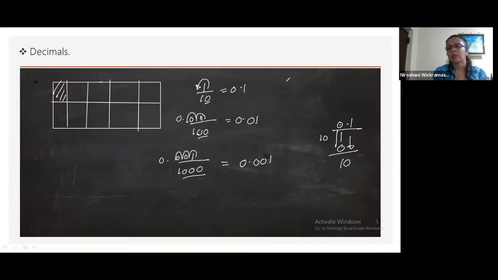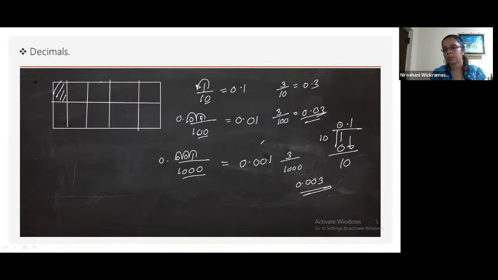Even for other numbers, if I write 3 over 10, you can write it by moving 1 decimal place back: 0.3. If I write 3 over 100, you can write 0.03. This one, 3 over 1000, you can write 0.003. I think you understood it, right?